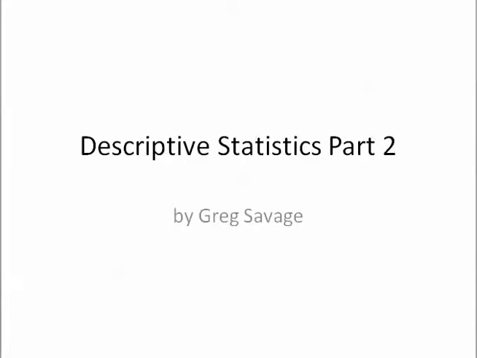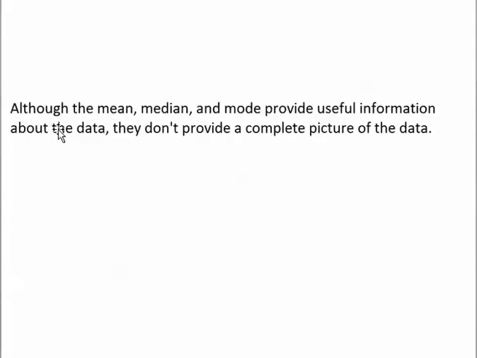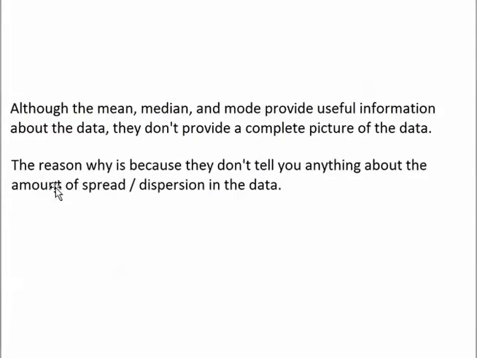In this video, we'll talk about the second type of descriptive statistics, which are measures of dispersion. We talked about the mean, median, and mode, which are the measures of central tendency. Even though they provide useful information about the data, they don't tell you everything about the data that you recorded because they don't tell you anything about the amount of spread or dispersion in your data set.